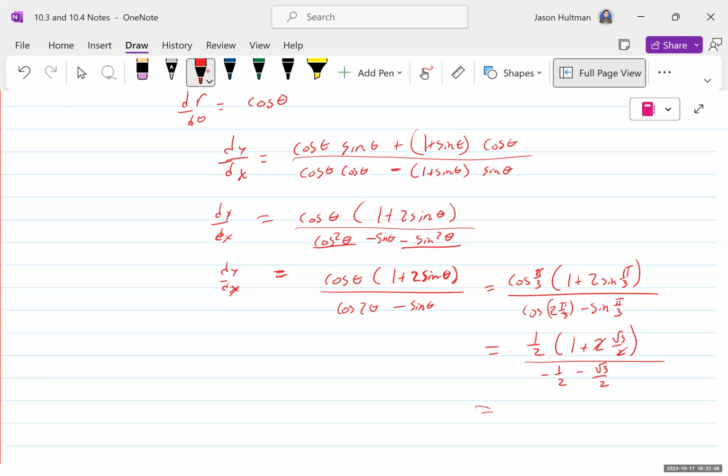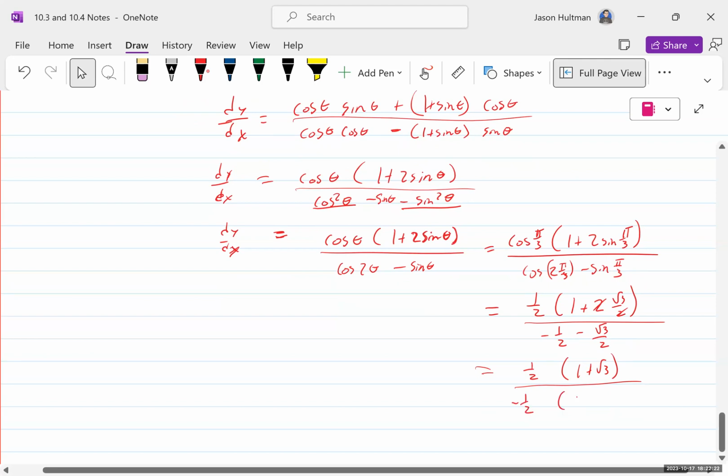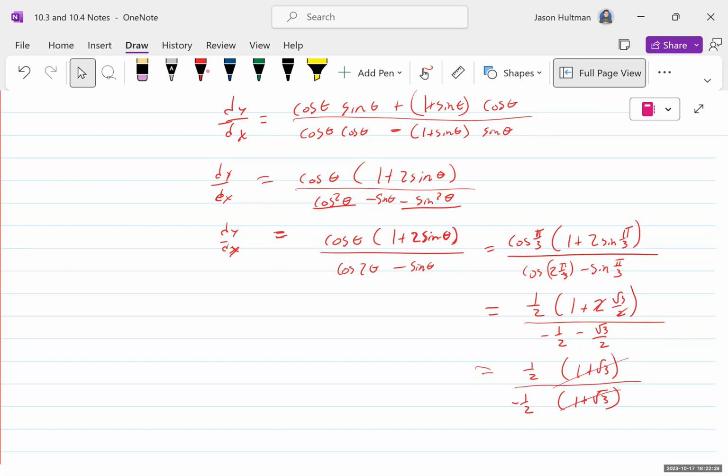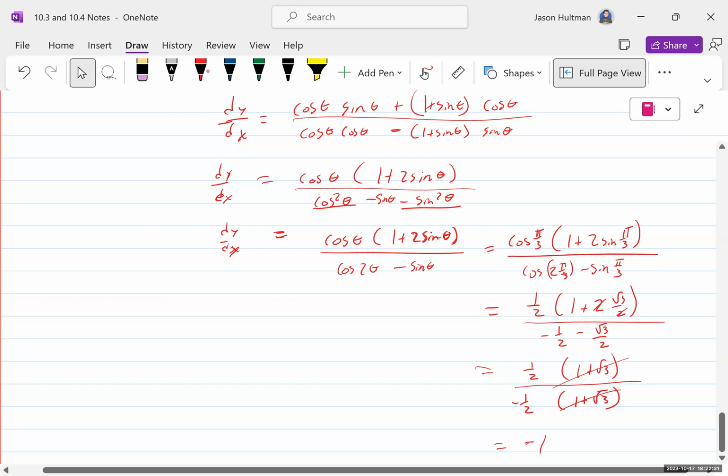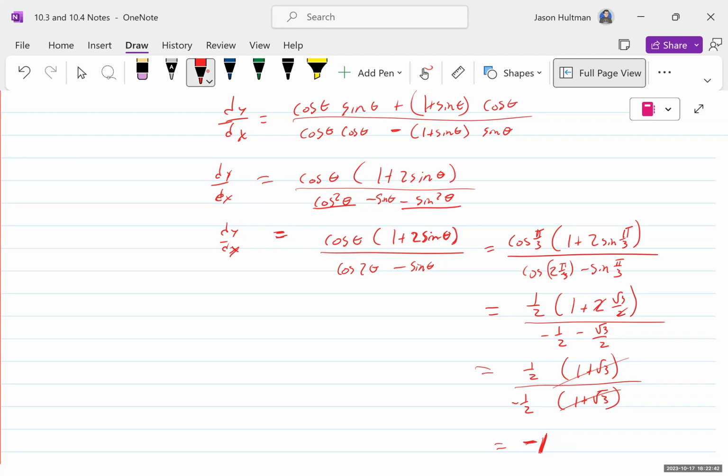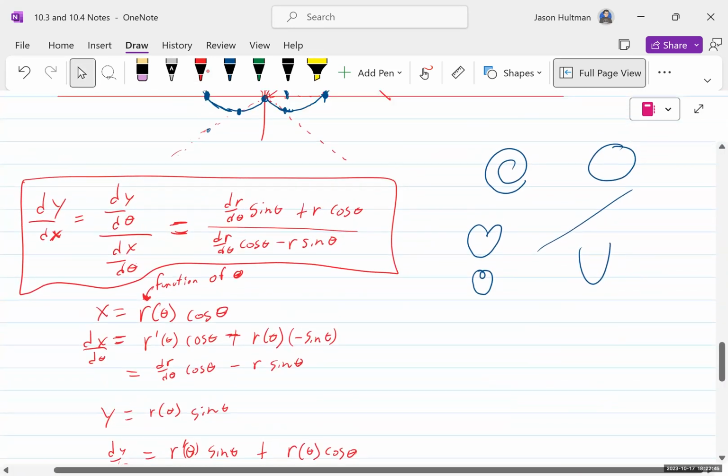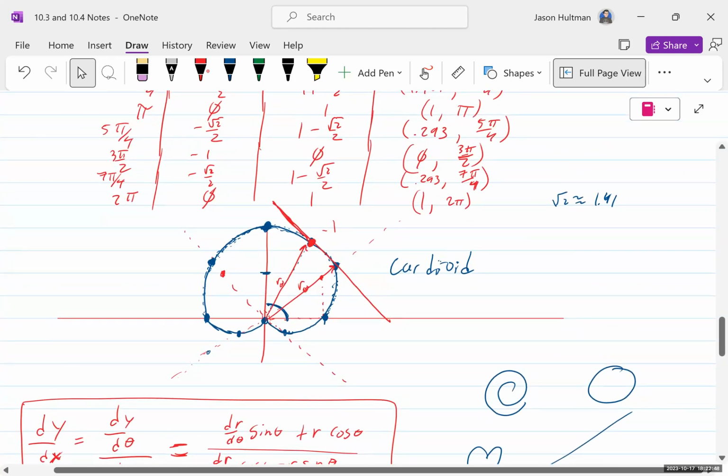So if I factor out a 1/2 on top, that's 1 plus radical 3. If I factor out a negative 1/2 on the bottom, I get 1 plus radical 3. And so those cancel, and I'm left with 1/2 over negative 1/2, which is just negative 1. So the slope of the tangent line at pi over 3 is negative 1. That's kind of crazy. So this slope way back here is negative 1.